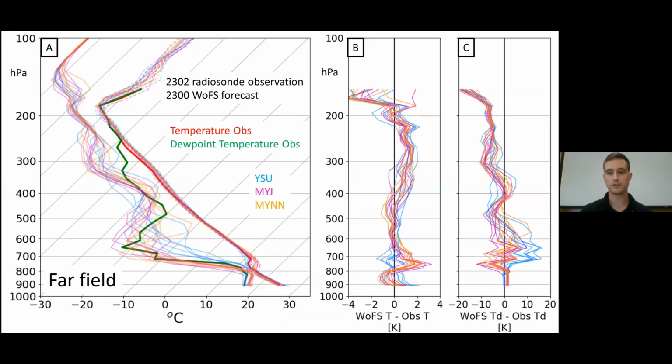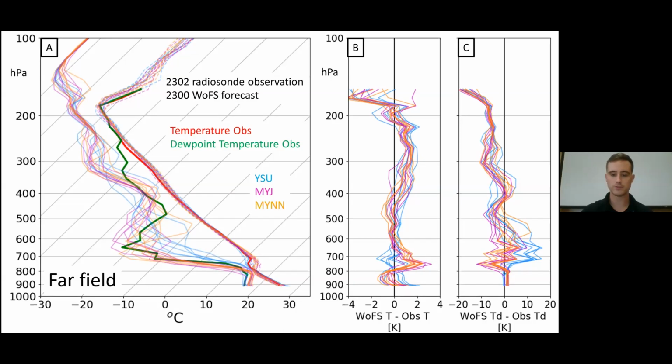Now, looking particularly at the soundings, on the left side here, we have a sounding with the observed temperature and dew point in the red and green lines, and then the dashed lines being the member temperatures, and the solid color lines being the dew point temperatures. And on the right-hand side, I have the vertical profiles of errors in temperature and dew point temperature.